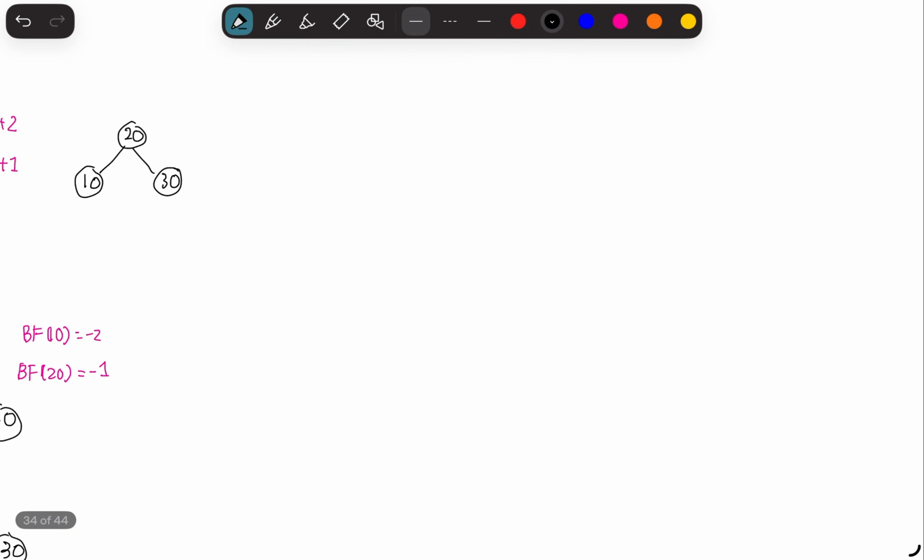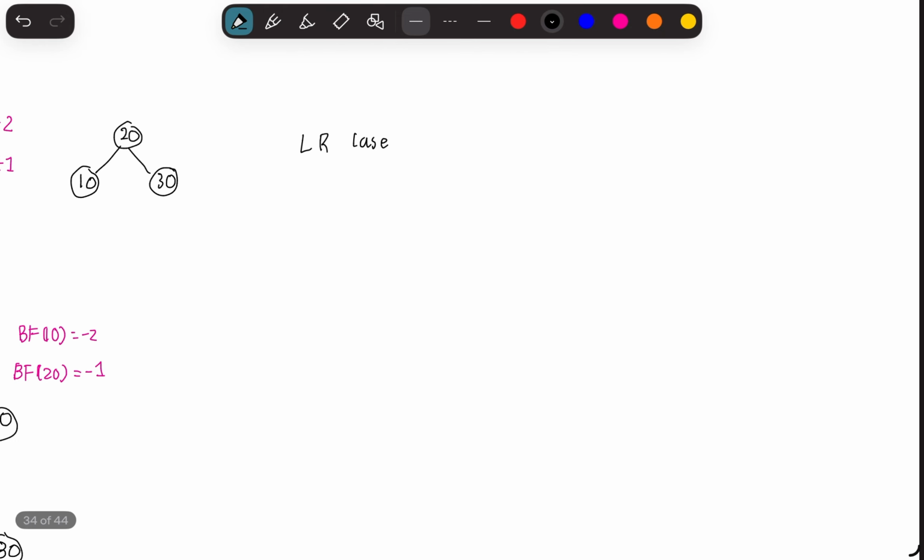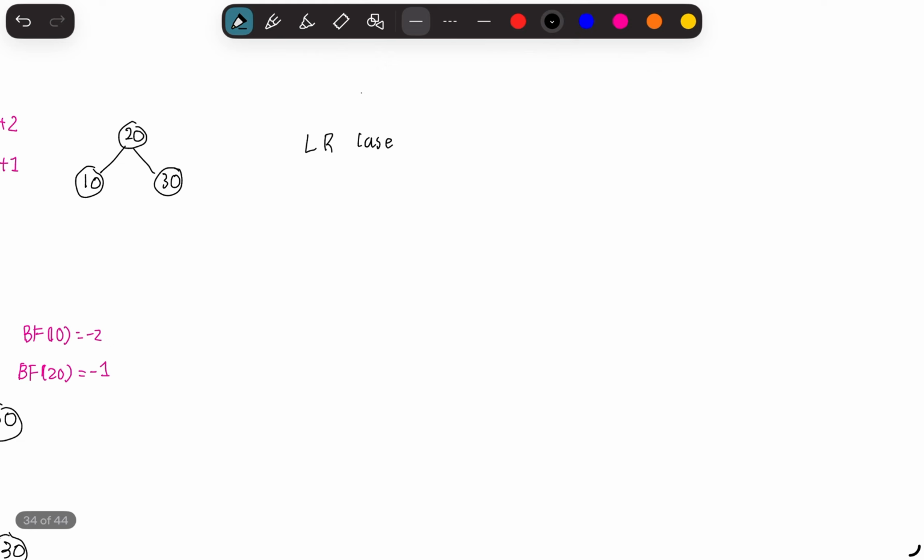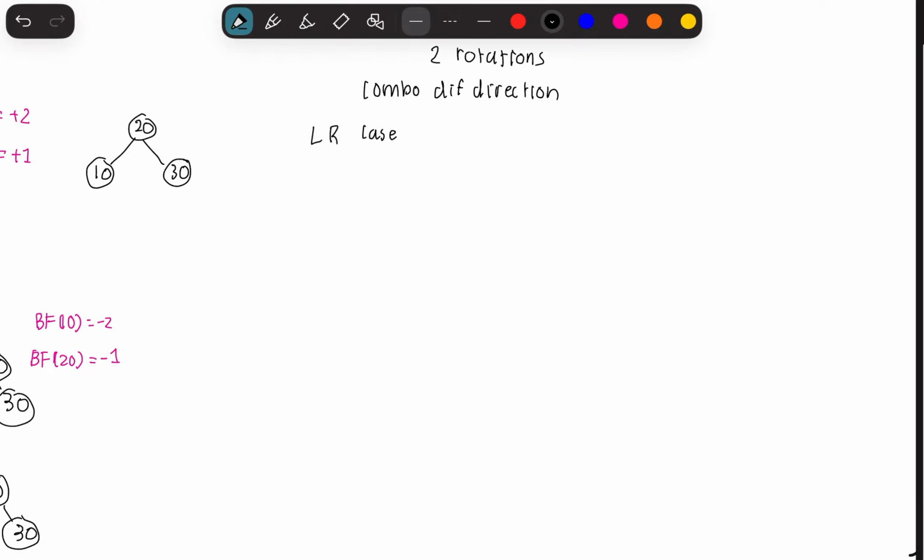Now let's do our left-right case. A way you can remember is when you have a combination of different directions, that's how you know you have to do 2 rotations in order to restore the balance factor to be an AVL tree.